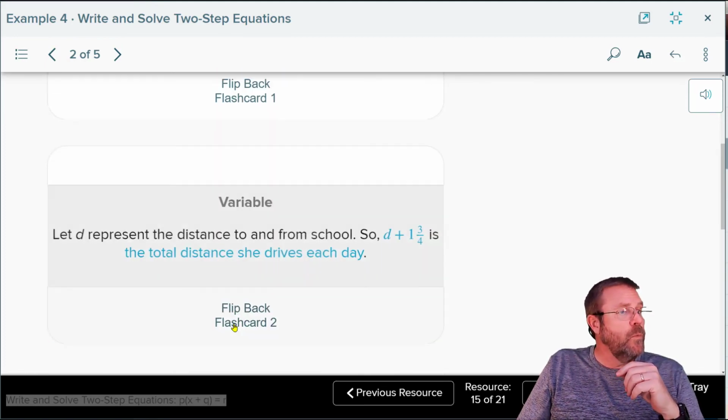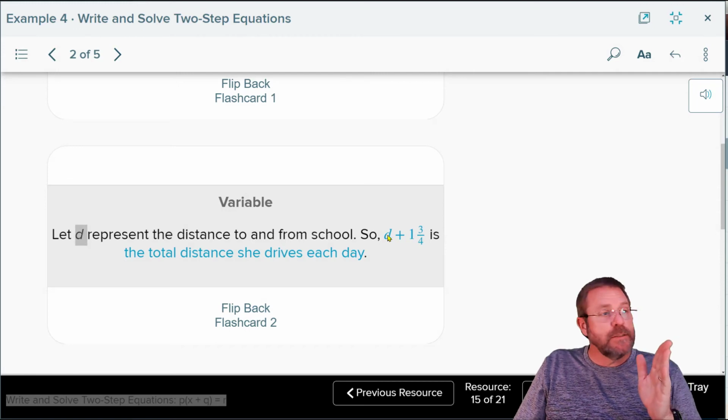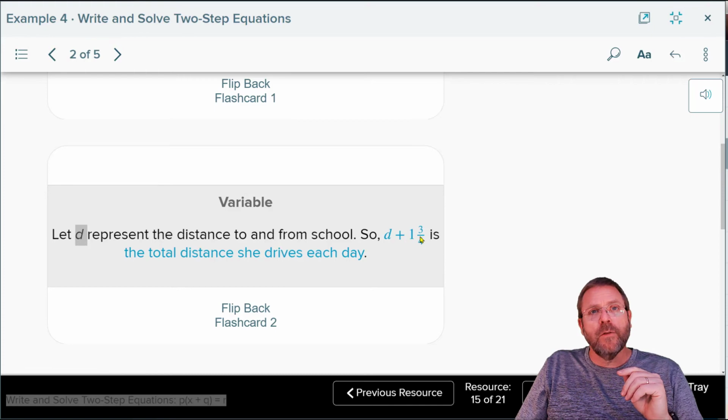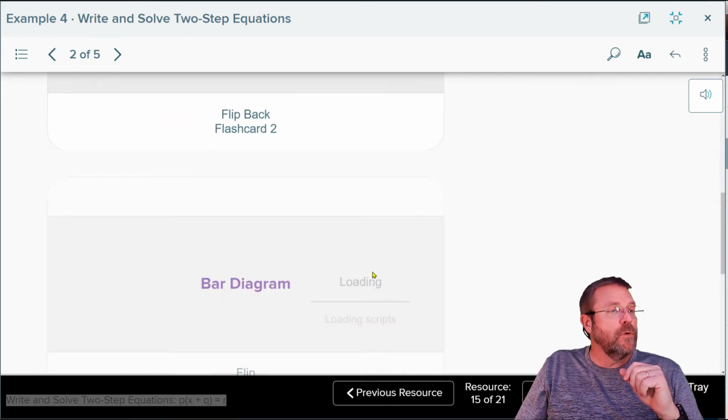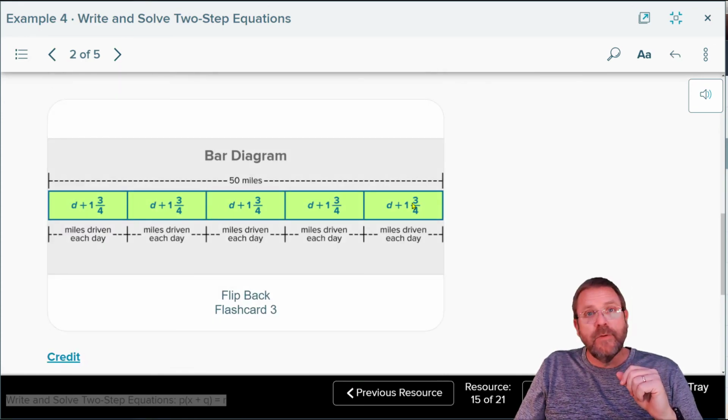Well, we know that they decided to let D represent the distance traveled to and from school. So each day's distance is the distance to and from school plus the 1 3/4 mile it takes her to go to the library. If you add those two numbers together, you get the total distance. If you looked at it on a bar diagram, you can see you've got 5 days broken up into the distance to school and the distance to the library combined. And each of those 5 days combined, well, that's going to equal the total of 50 miles that she's driven.